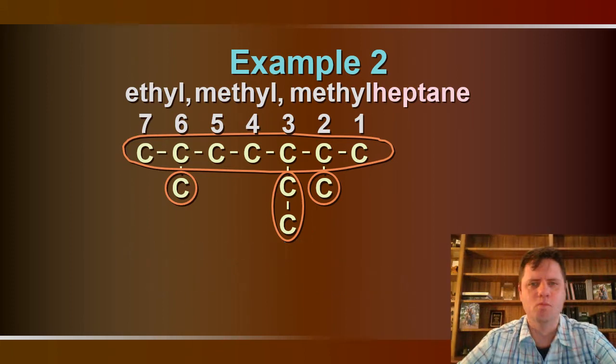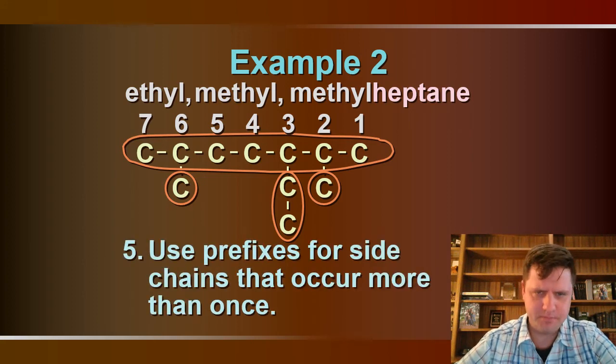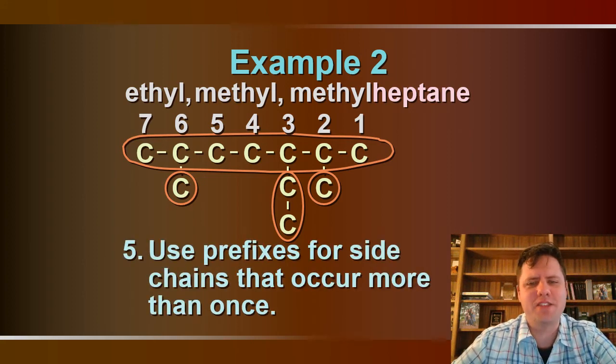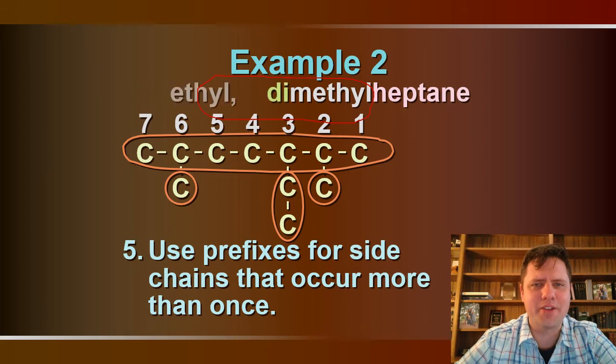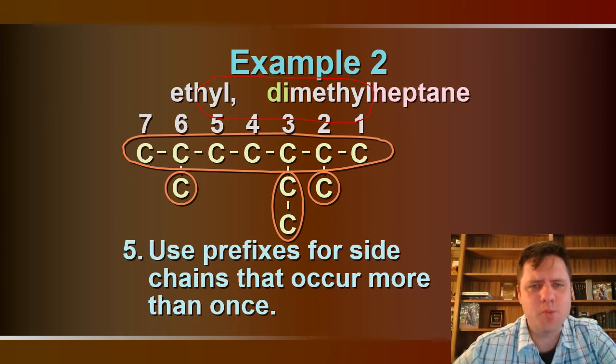Now, the last step here is to use prefixes for our side chains that occur more than once. Notice we have methyl twice. So we're now going to use the prefix di to bring that together. And this becomes then ethyl dimethyl heptane. And now this last step is we need to tell where these groups are located.